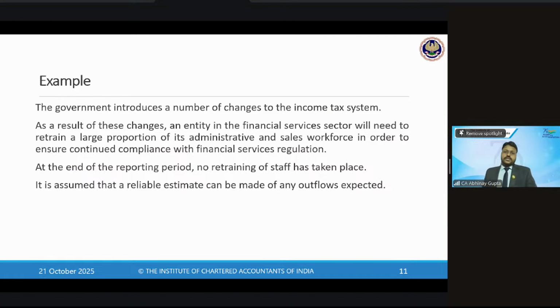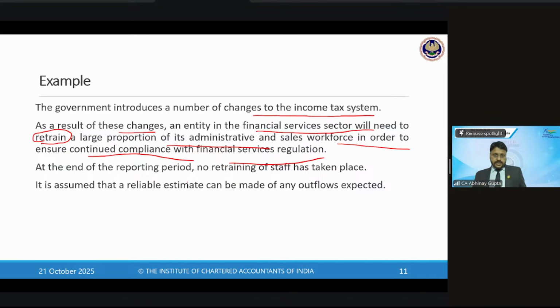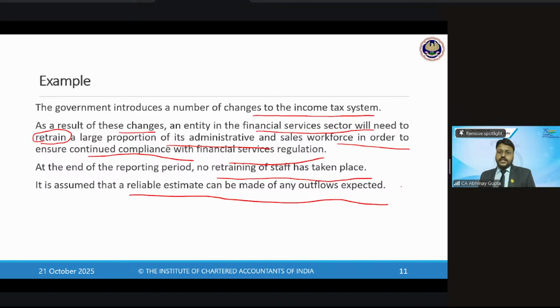Let's do an example. The government introduces a number of changes to the income tax system. As a result of these changes, an entity in the financial service sector will need to retrain. They need to do training sessions for a large population of its administrative and sales workforce in order to ensure continued compliance with the regulation. At the end of the reporting period, no retraining of the staff has yet started or taken place. It is assumed that a reliable estimate can be made of any outflows expected.